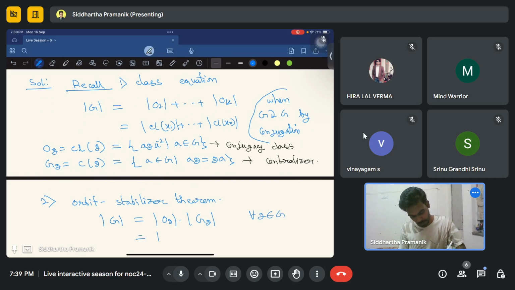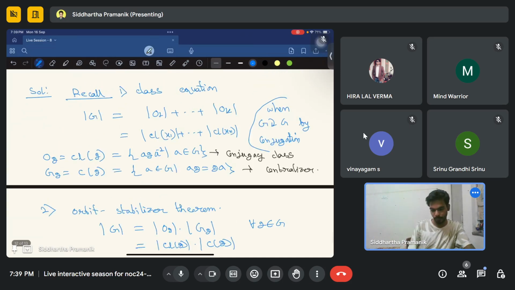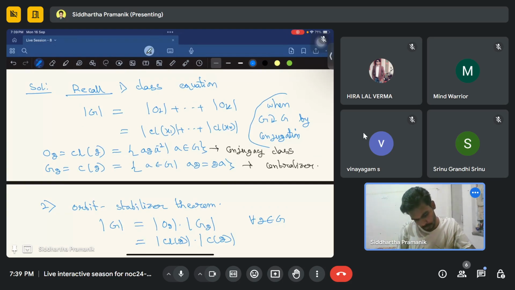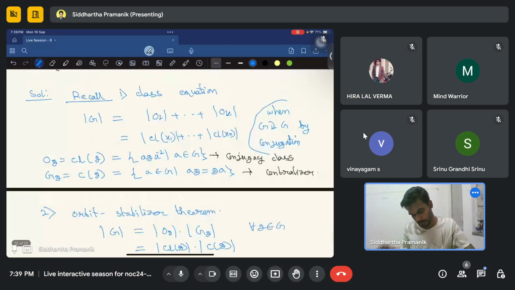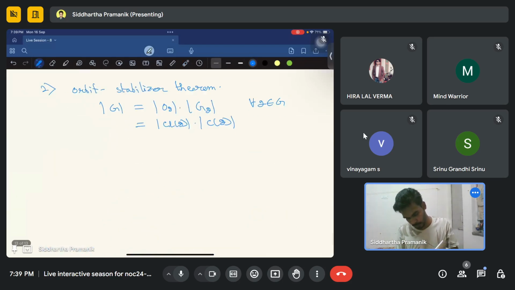So in terms of this group action, it is the order of the conjugacy class of g times the order of the centralizer of g. Okay, I hope you can recall these things. Now let's come back to our problem. So G is a group of order PQ.